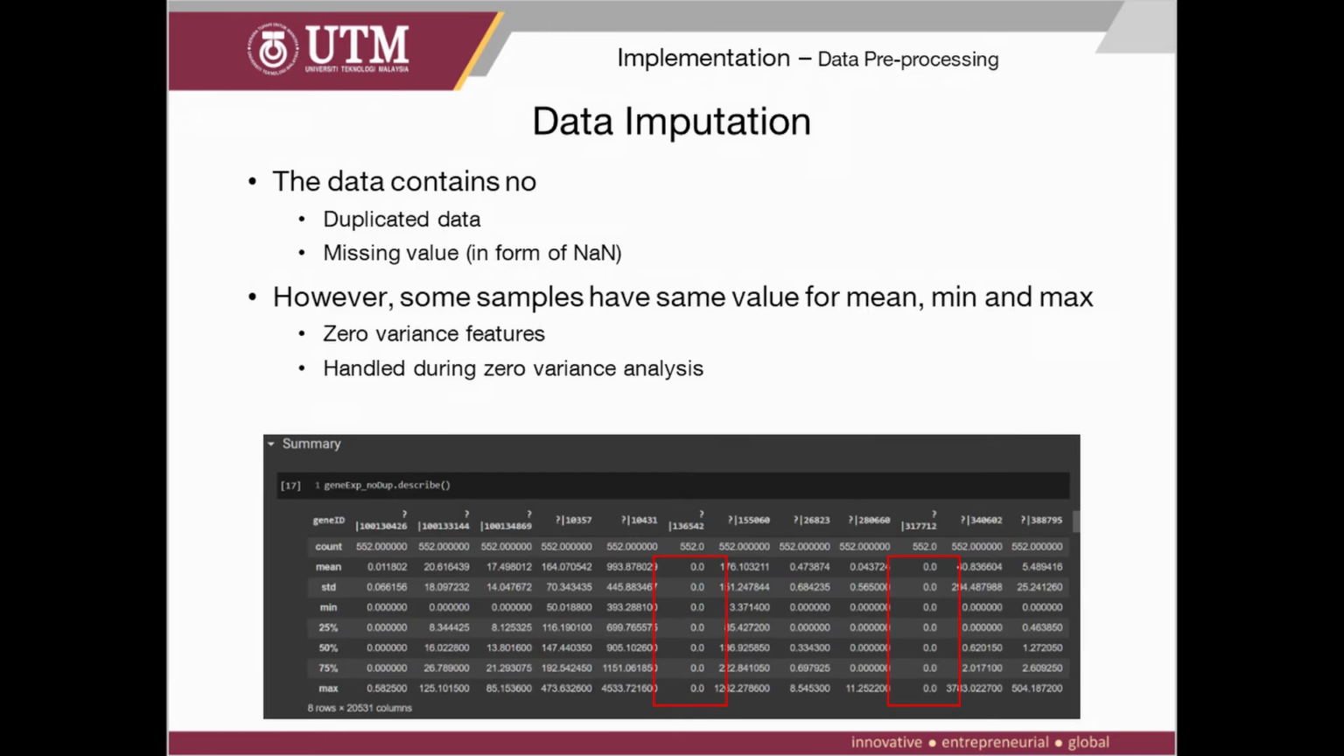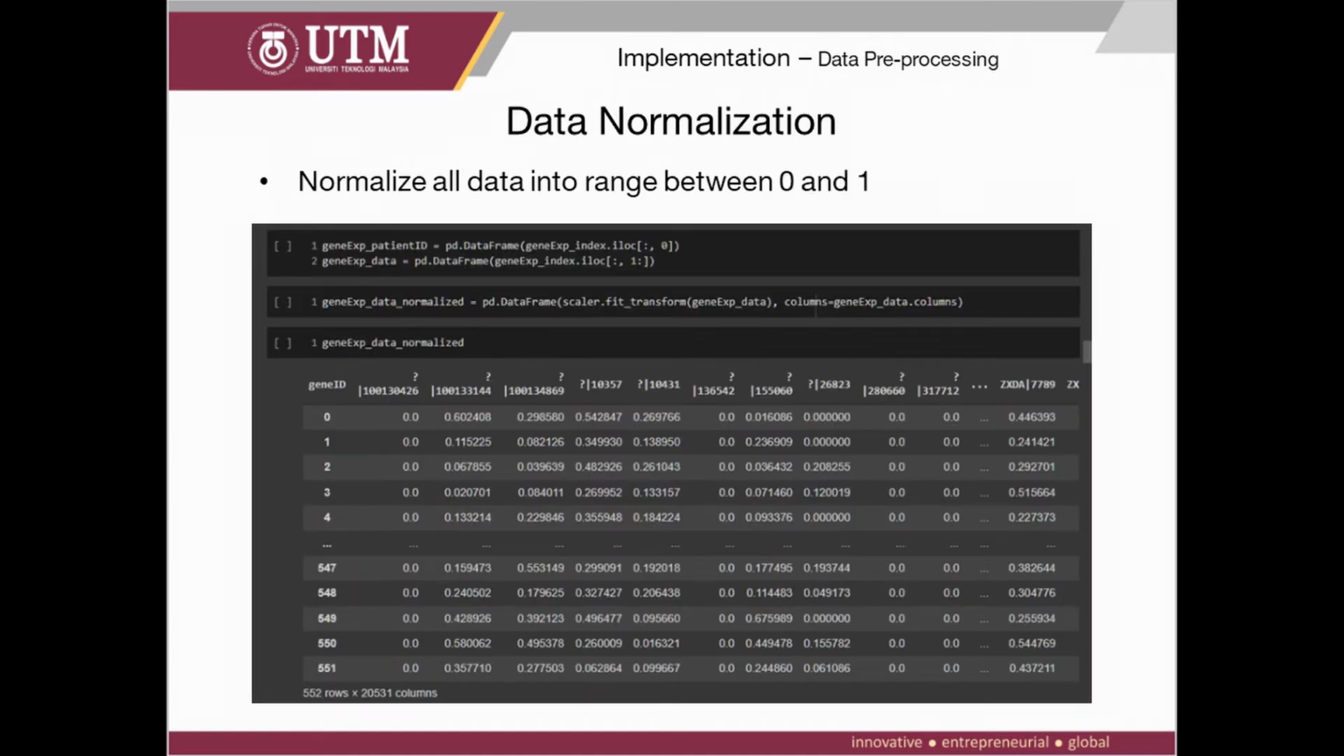In data imputation, it was found out that there are no duplicated data or missing values. However, it is noticed that some samples have the same values for the mean and max value when the omics data are inspected. This means that there are some columns that have zero variance features that do not contribute to classification. This problem will be handled during the zero variance analysis step after the data normalization step. In order to perform zero variance analysis, the omics data need to be normalized first. All 3 omics data are normalized so that the values are between 0 and 1.